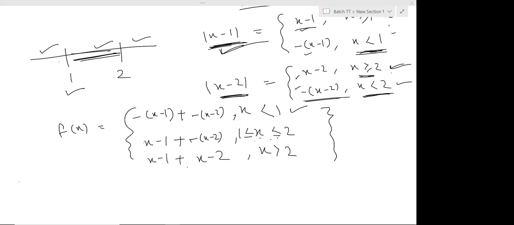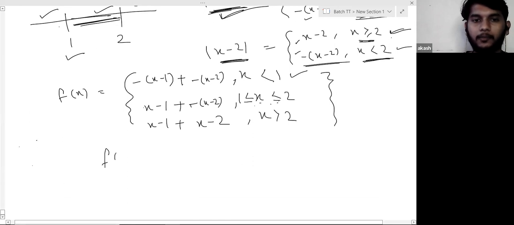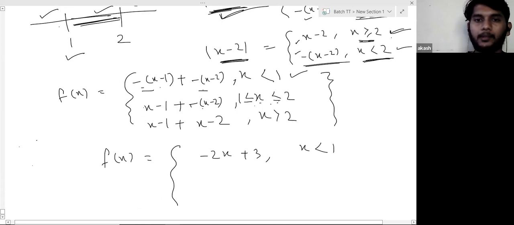Let's see. So let's rewrite this function in a more simple way. F of x, just open these brackets and we get minus x, so minus 2x plus 1 plus 2, so plus 3, right? And minus x plus x cancelling out, minus 1 plus 2, 1. All right, and this is 2x minus 3.